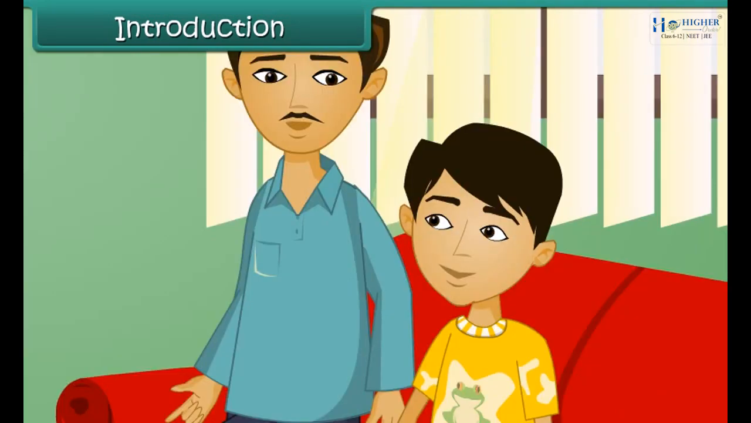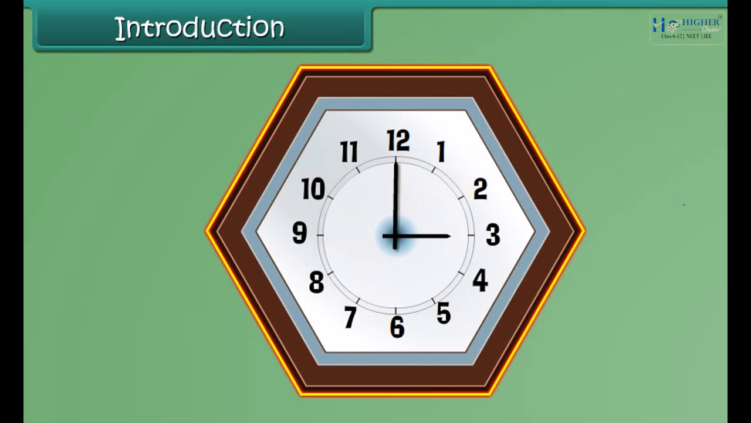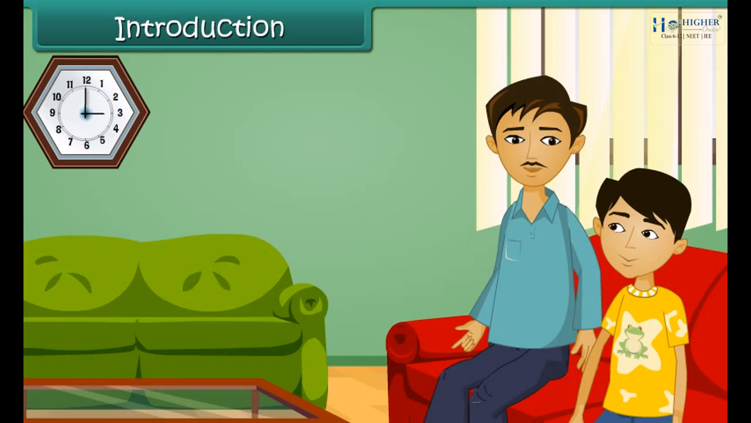Great! Can you also comment on the shape of the clock, Vijay? Sure. The clock has 6 sides and it's a hexagon. Wonderful, Vijay. You have learnt your geometry well. Children, in this lesson, you will learn the basics of geometry.